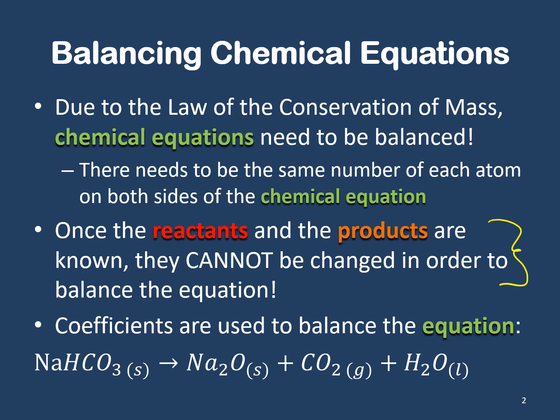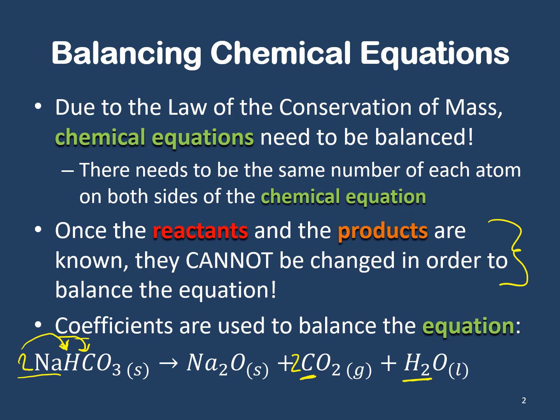So one of the things I could do to balance this would be to put a 2 in front of NaHCO3. Now I have 2 sodiums here and 2 sodiums here, so sodium is balanced. Unfortunately, by putting this 2 here, I now have 2 hydrogens. So let's make sure there are 2 hydrogens on both sides. Hey, look, there are 2 hydrogens on both sides, so we're good there. This also means, however, I have 2 carbons on both sides. Currently, I only have this 1 carbon here, so I need to put a 2 in front of carbon.